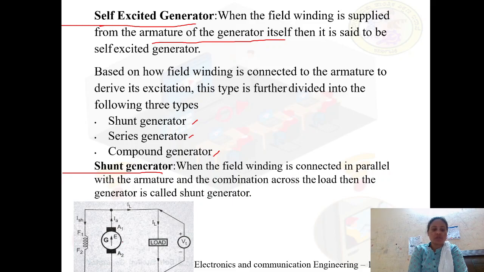So here you can observe the field winding is connected in parallel with the armature. Therefore, it is called the shunt generator. And for this parallel combination, the load is connected and the terminal voltage is measured at these two terminals.